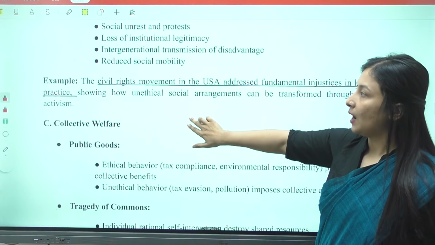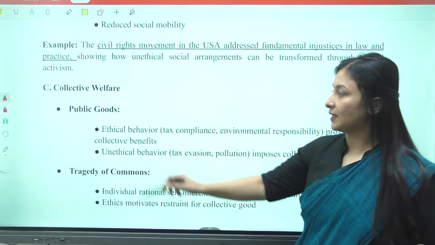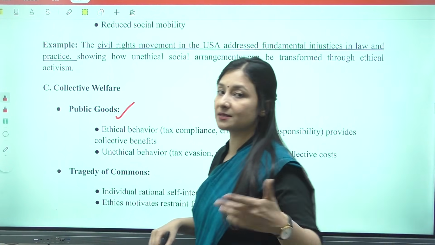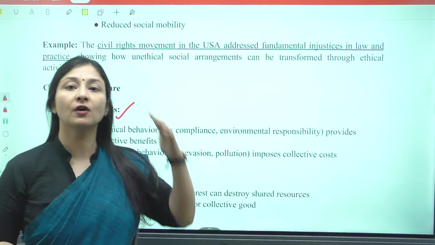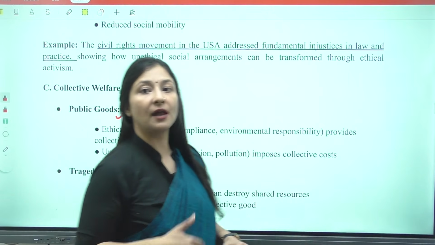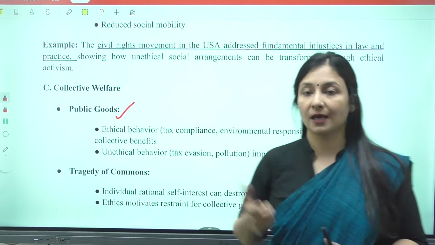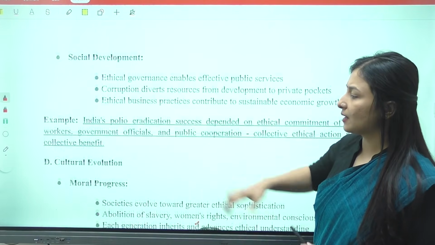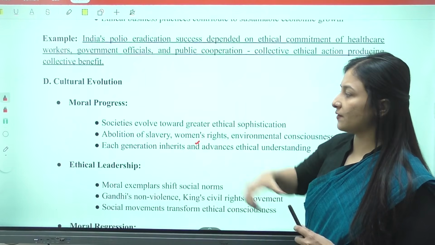Is it clear? Apart from this, we have seen collective welfare. Suppose people are paying tax, there is tax compliance. It is definitely leading to a rise of the gross domestic product, GDP, of the nation, and the rising of the nation's economy. Is it clear? Now, let's very quickly come to the part of dimensions of ethics.